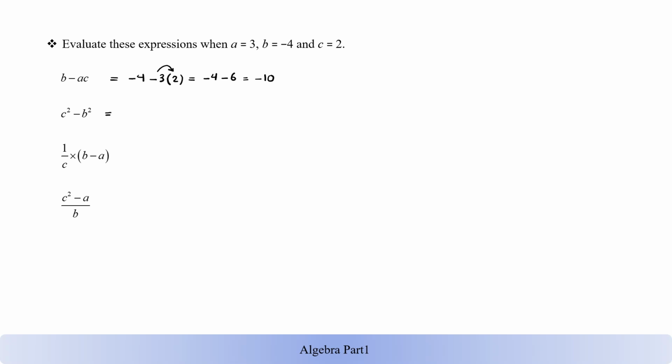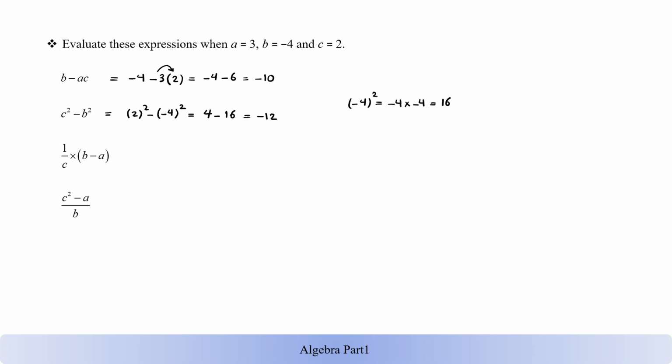Next one, c squared minus b squared. So it is 2 squared minus negative 4 squared. We will get 2 squared is equal to 4, and then minus 4 to the power of 2 is 16. Okay, let me rewrite it here for you. Minus 4 squared is the same as minus 4 times minus 4, which is equal to 16. So 4 minus 16 is equal to minus 12.